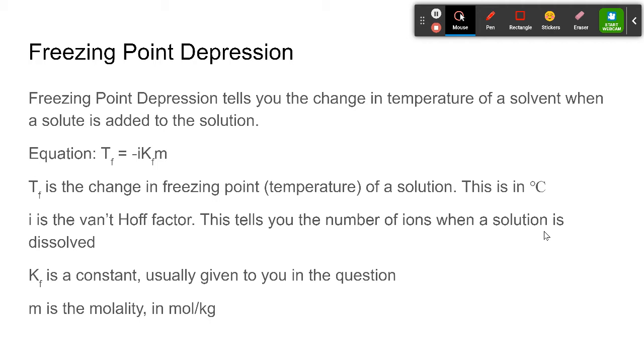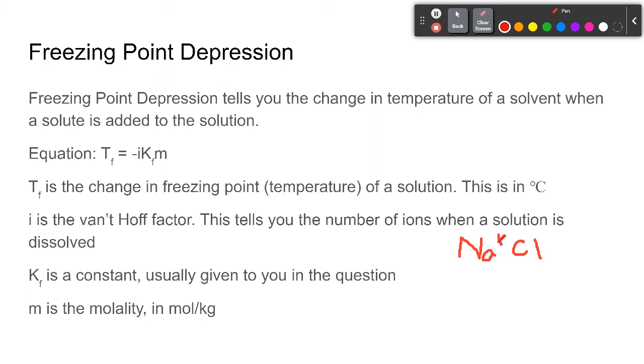Your i is your van't Hoff factor. This tells you the number of ions when a solution is dissolved. We know from, I believe it was Unit 5, we were talking about different ions when we're forming chemical compounds. The most common ions we talk about are in sodium chloride, or NaCl. When we talk about NaCl, I'll see if I can write this on the board for you. So we have NaCl.